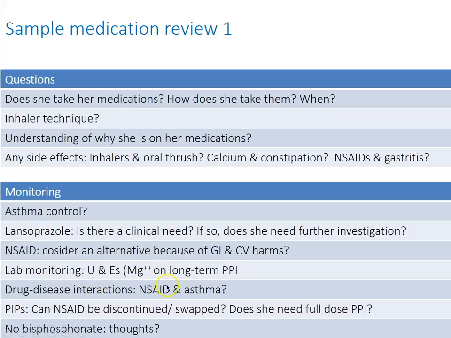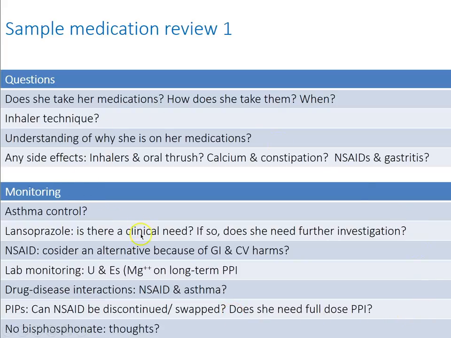What about interactions between her asthma and her non-steroidal? Some people, this causes a severe reaction. Not in everybody, but it's certainly worth exploring that. And if there's a safer alternative to the non-steroidal, which does not impact on her asthma, then this should be chosen in preference. Can the NSAID be discontinued or swapped? And does she need a full dose PPI?